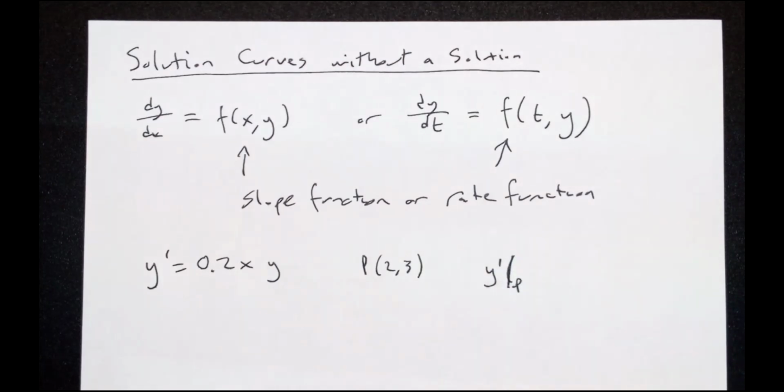Please notice I'm not plugging in just the number. I'm using an evaluation bar, like we did dy dx evaluated at a point. I'm using that vertical bar to mean plug in both parts of P. It's got to put in x and y.